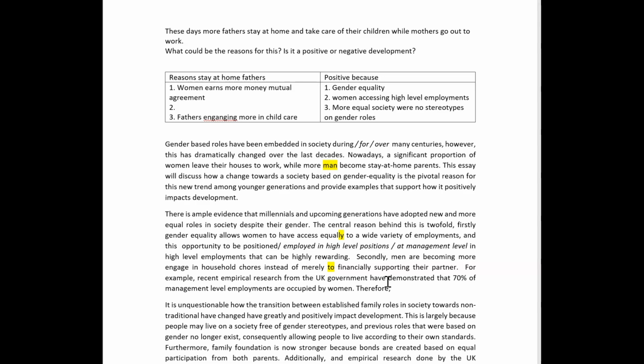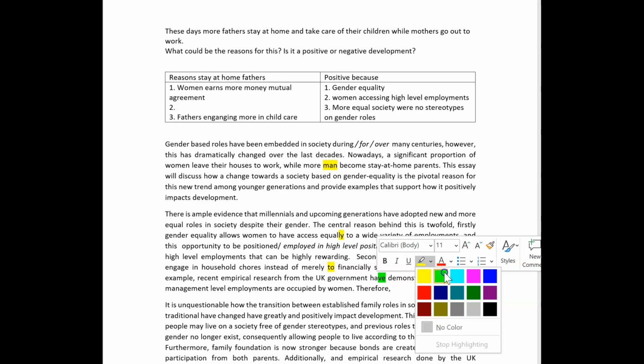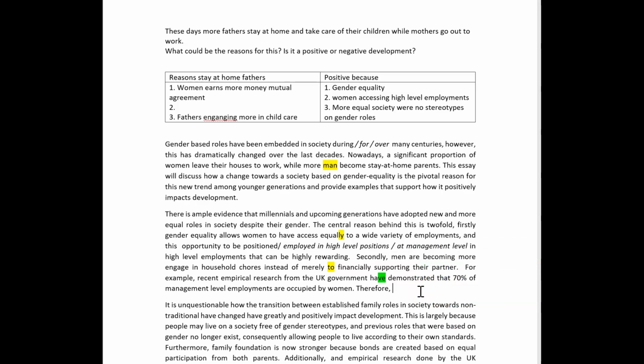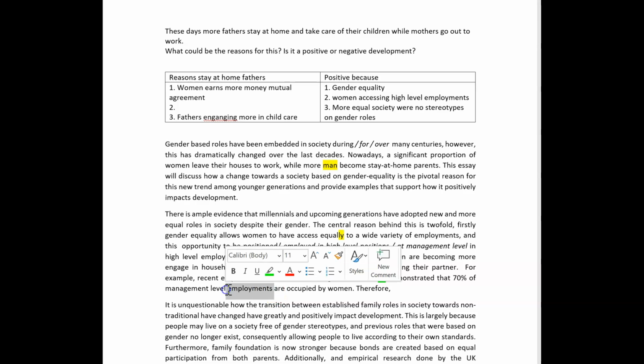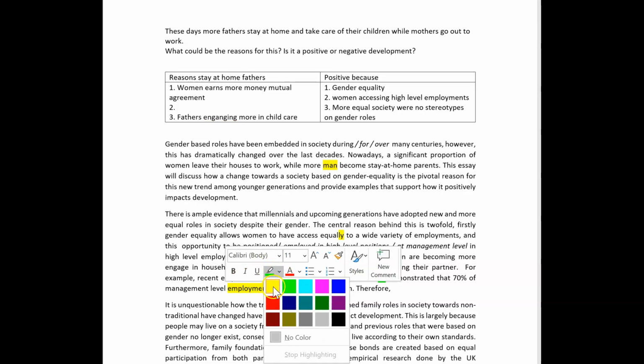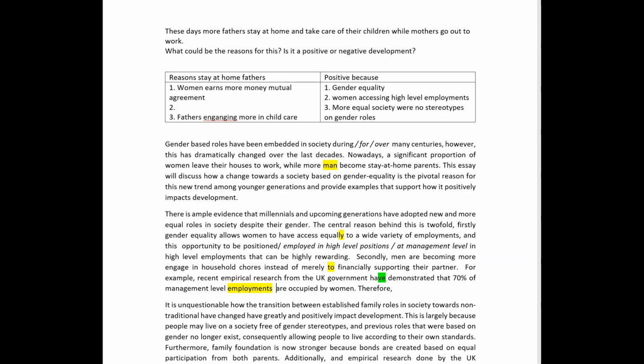For example, recent research in the UK has, I'm going to put that in different colour, that's super important. 70% of married level employees are positions. Here this is positions or jobs, not employments. So that's just your word choice. Level jobs are occupied by women. Therefore, no. Were you going to say that, should you write more there? But no, long enough. You made the point.